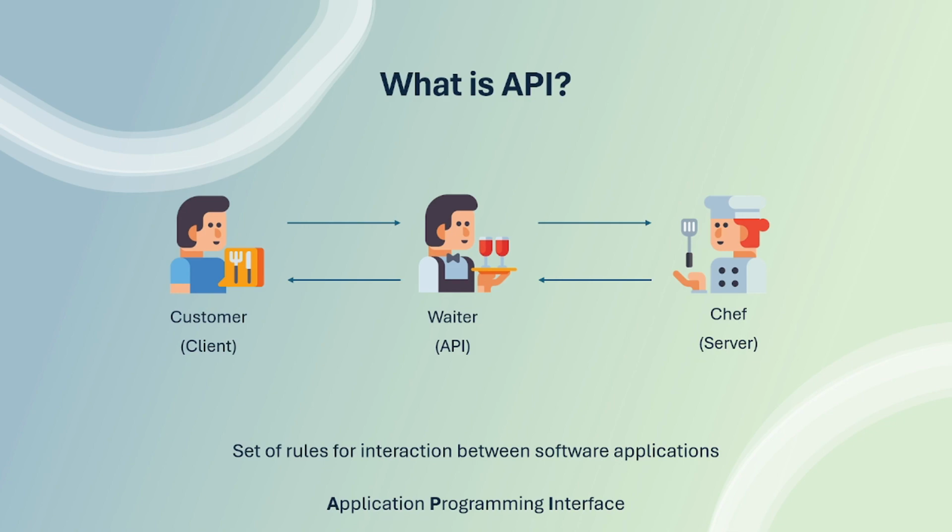To make it easier to understand, let's think about the relationship between a customer, a waiter, and a chef in a restaurant. When a customer wants to order something, they call the waiter and tell them what they want. The waiter then takes the order and tells the chef what the customer wants. Once the chef prepares the order, the waiter brings it to the customer. In this scenario, customer represents the client, the waiter represents the API, and the chef represents the server. The API waiter provides communication between the client and the server.